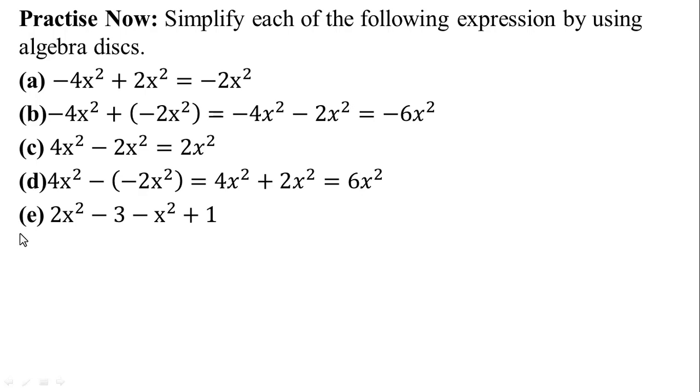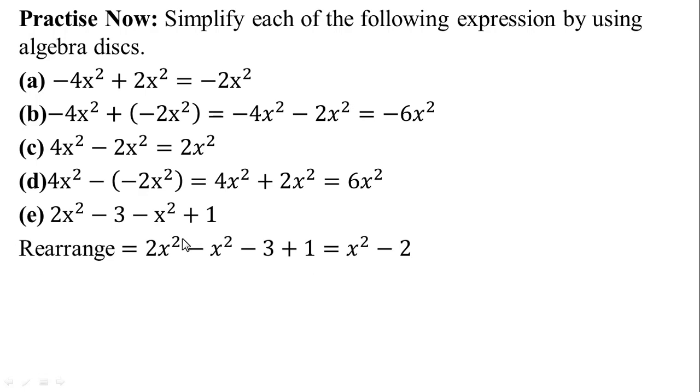In E part, 2x square minus 3 minus x square plus 1. First of all, rearrange with respect to variable. Then we have 2x square minus x square minus 3 plus 1. 2x square minus x square is equal to 1x square, and minus 3 plus 1 answer is minus 2. So the answer of E part is x square minus 2.